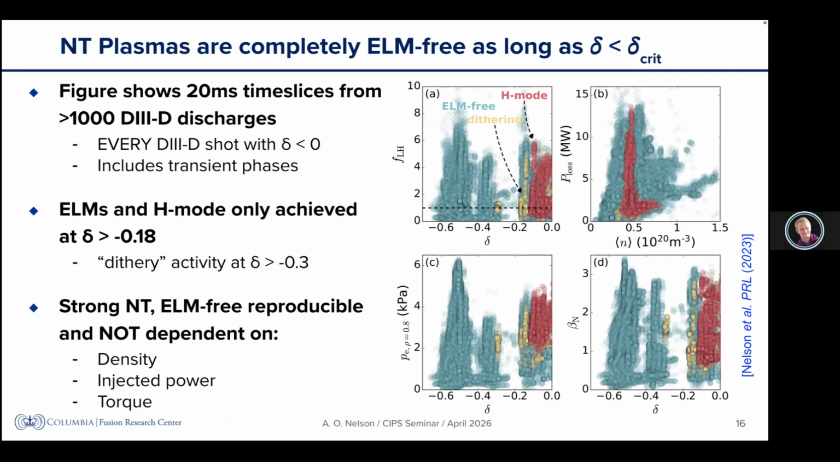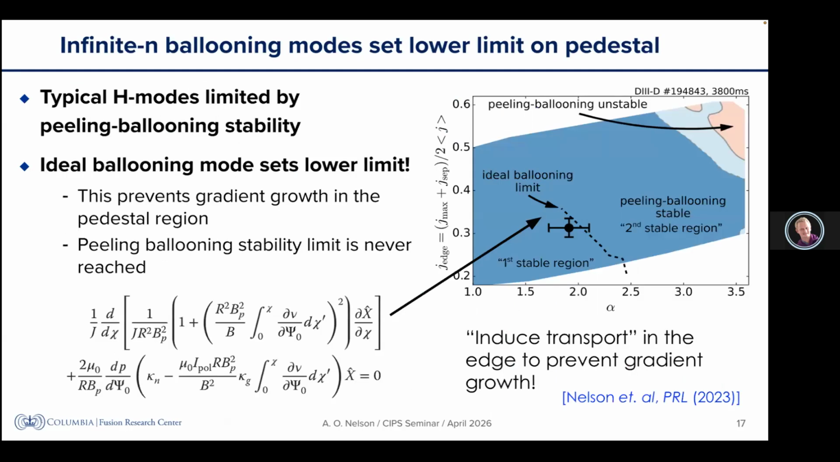So is the picture here that if you're in negative triangularity, you never build up gradients as much, so it never goes unstable because of that? That's the picture. Yeah.